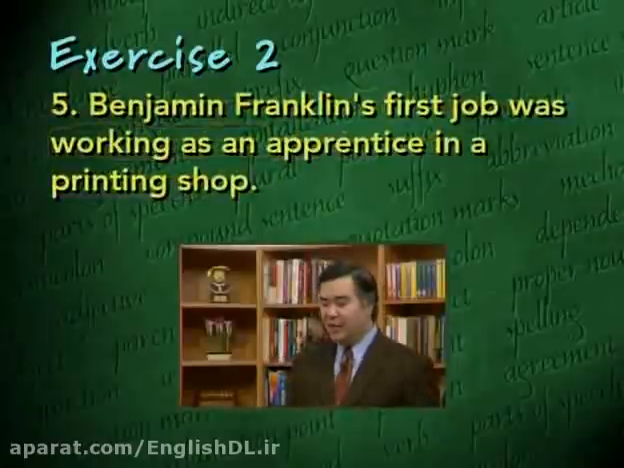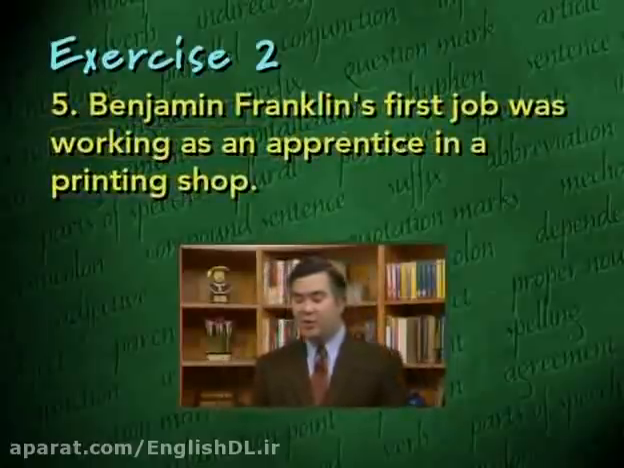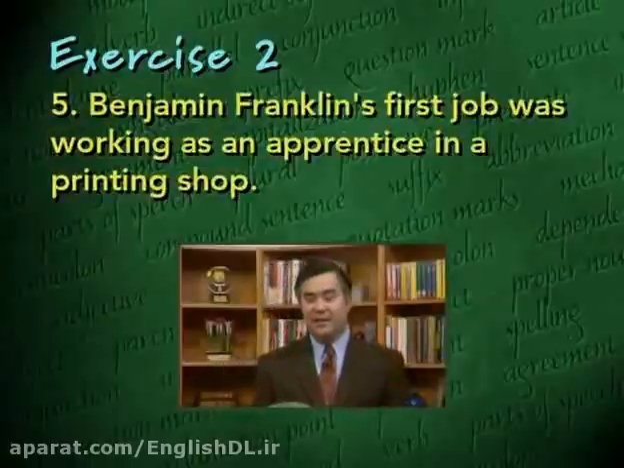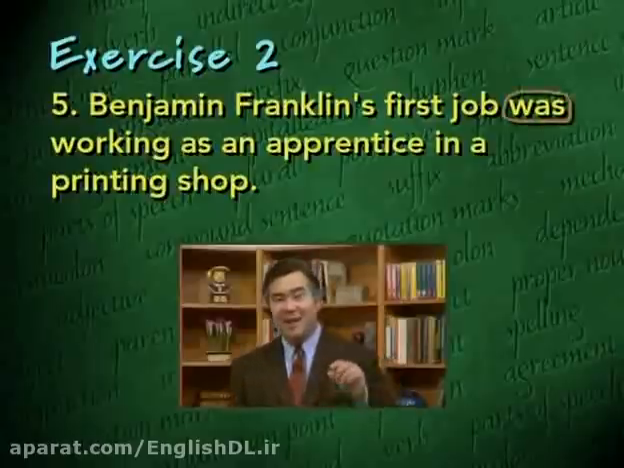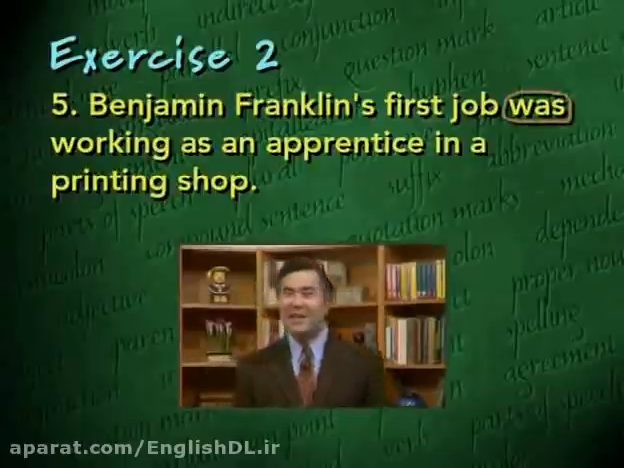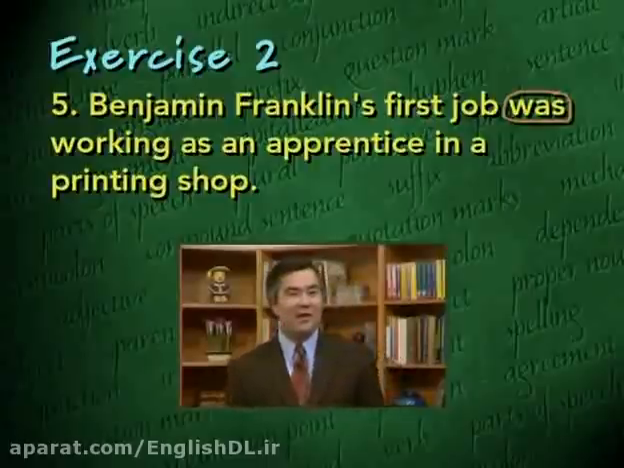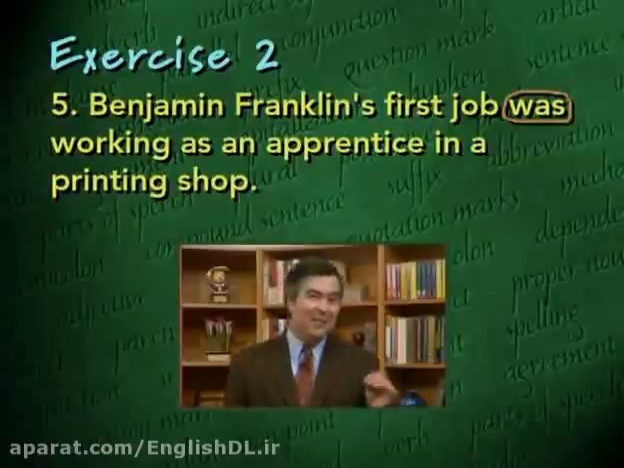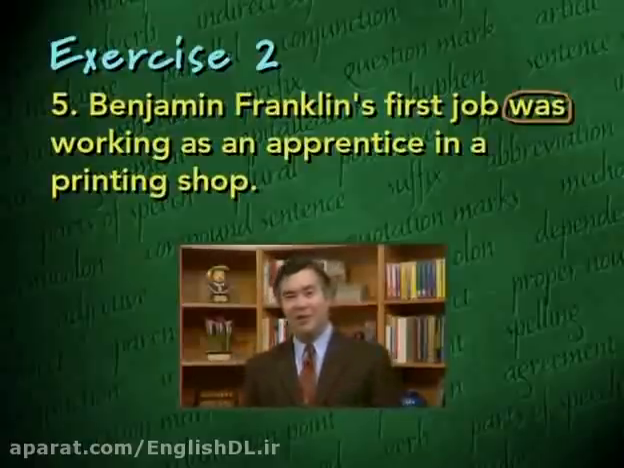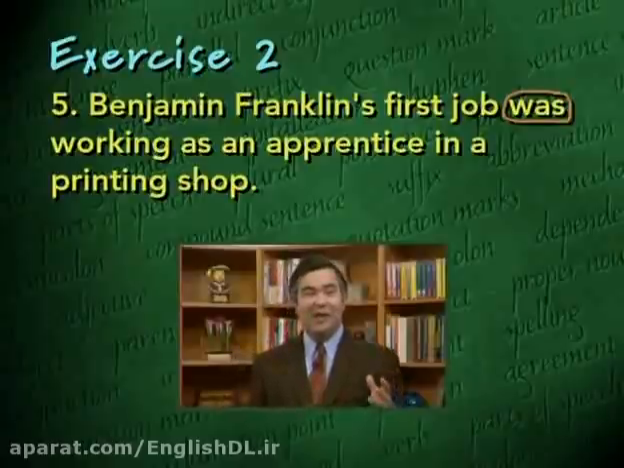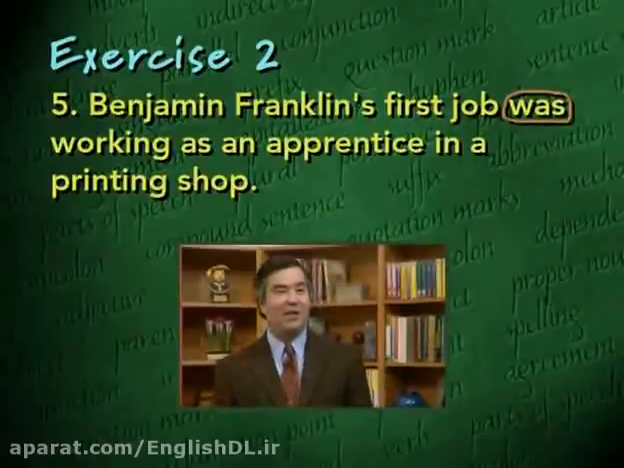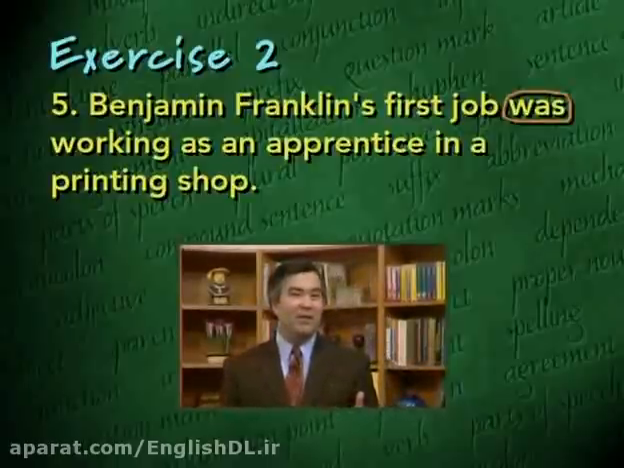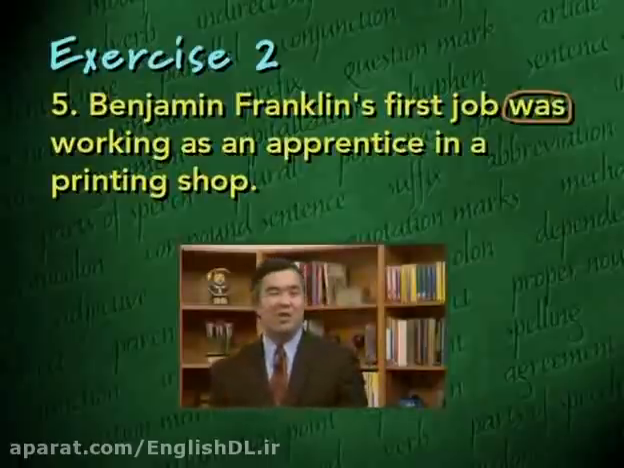Our last example. Benjamin Franklin's first job was working as an apprentice in a printing shop. What's the verb in this sentence? The verb is was. And perhaps you could recognize right away that this is not the kind of verb that has a direct object. Was is a form of the verb to be. And remember, to be is the most common and most important of the linking verbs. To be is naturally a verb of being rather than a verb of action. And remember that only verbs of action can be transitive verbs. Only verbs of action can pass their action along to a direct object.